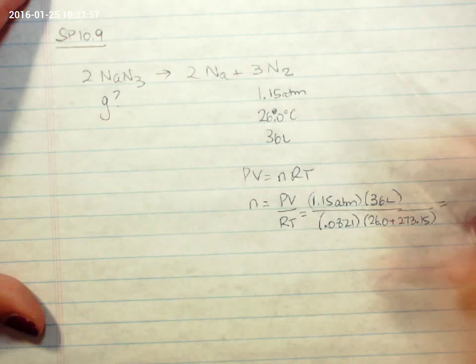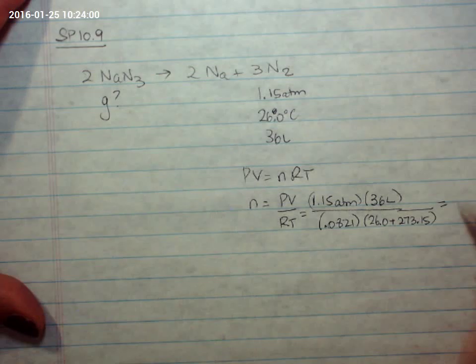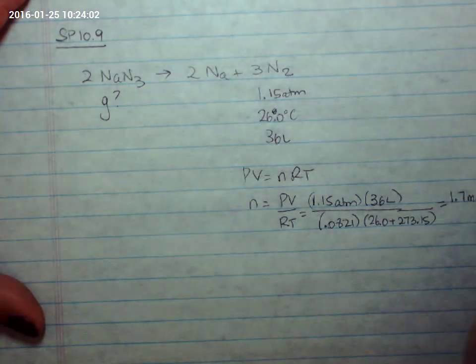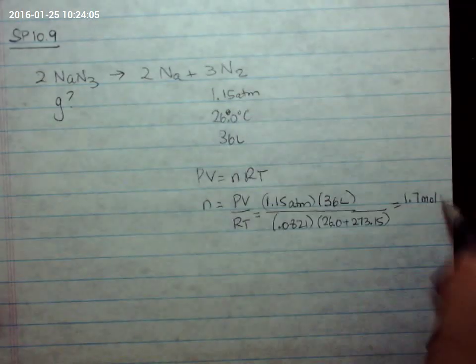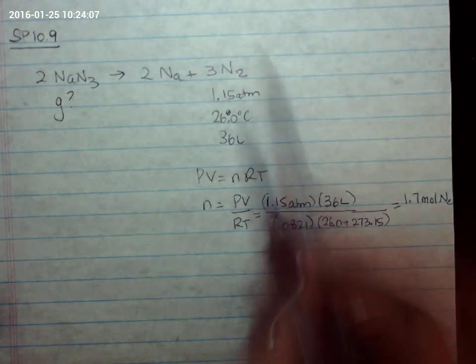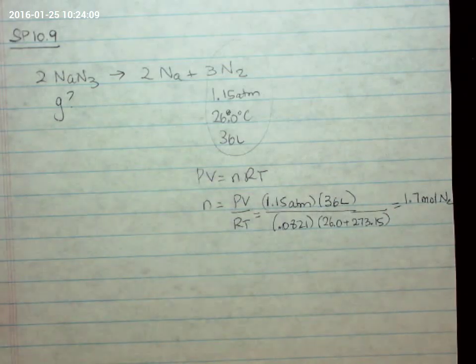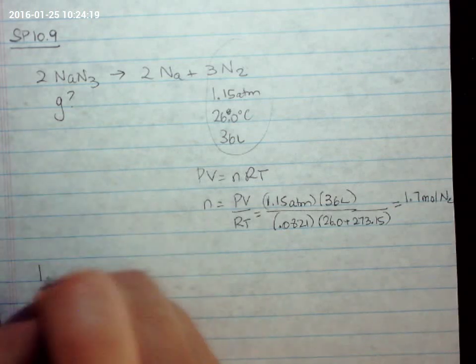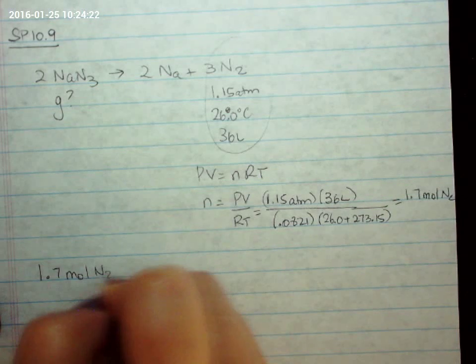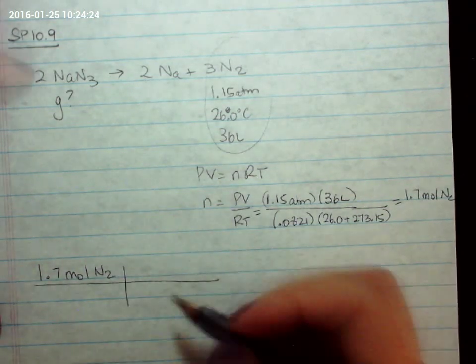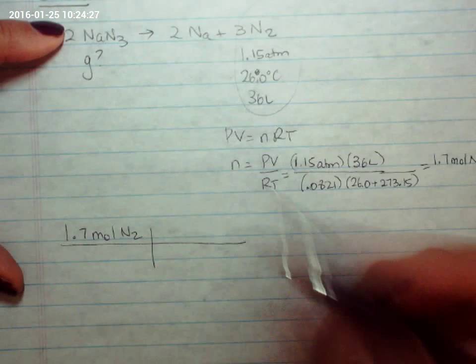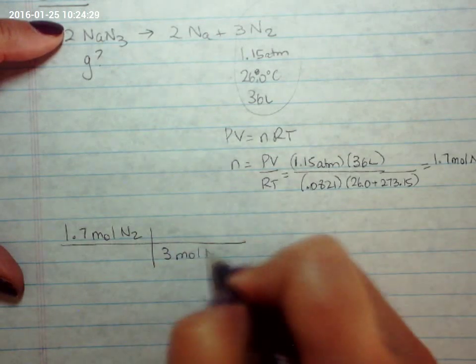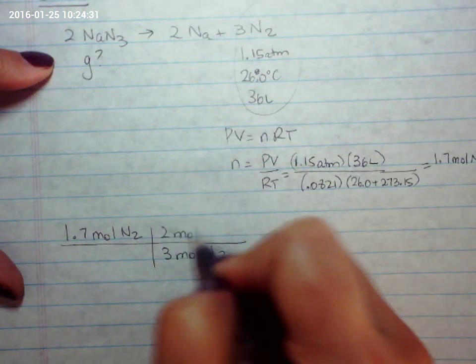All right, two significant figures, correct? So this is 1.7 moles of nitrogen, because all these numbers were referring specifically to that one substance. Now that I have moles of nitrogen, can I convert it to moles of sodium azide? How so? You do a fence post. You say 1.7 moles nitrogen. There are 3 moles nitrogen for every 2 moles sodium azide.